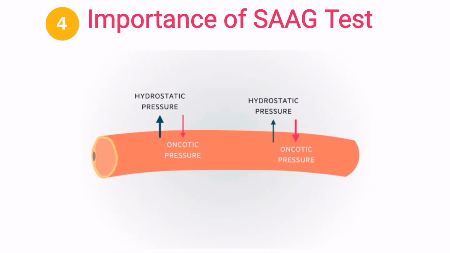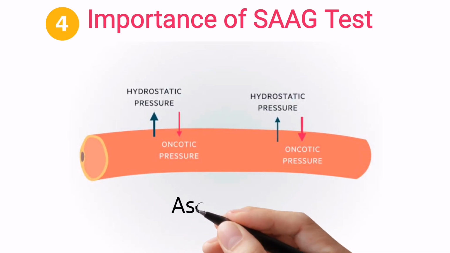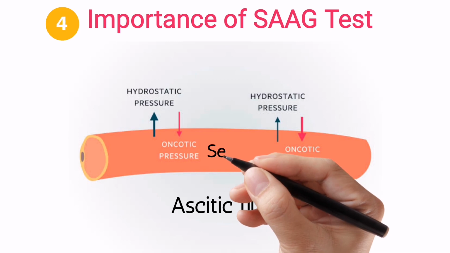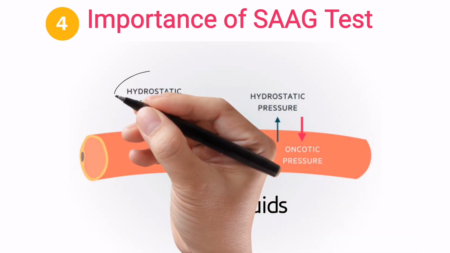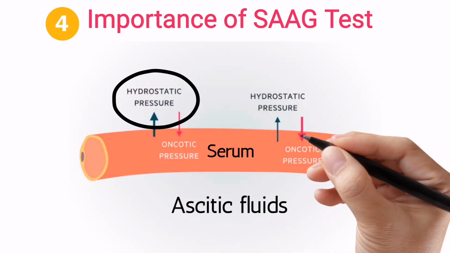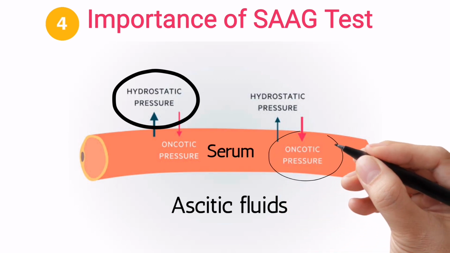The SAAG test tells us what is occurring with the Starling forces between the ascitic fluid and the serum. It shows whether the imbalance is due to a hydrostatic pressure imbalance or an oncotic pressure imbalance.